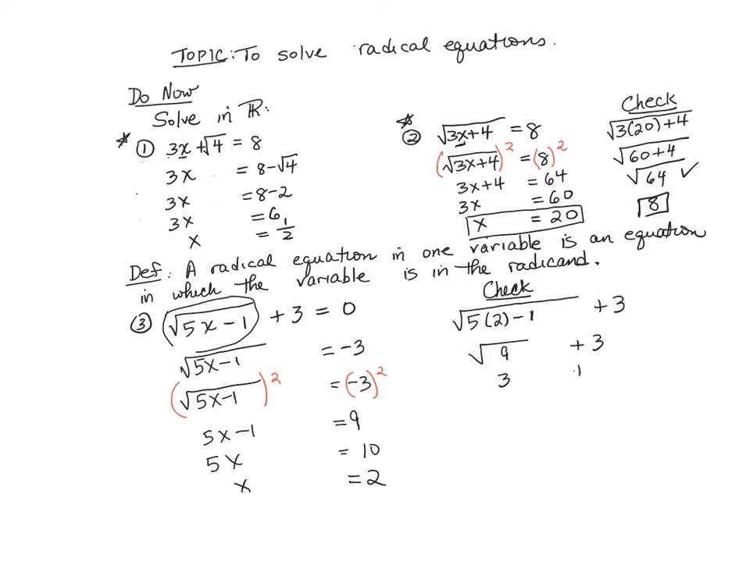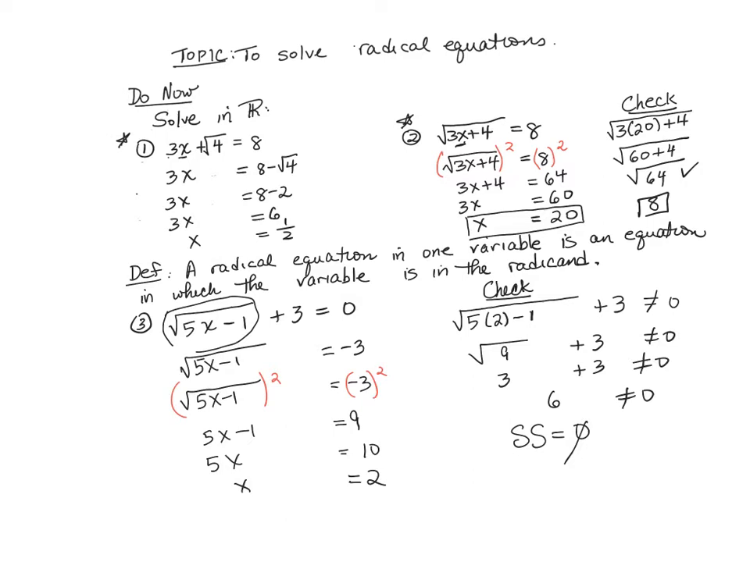That's 3 plus 3. And remember, the square root of 9 is just 3. And that's 6. This is not equal to 0. So this does not check. And the solution set here is empty. The empty set. Now let's see what happened. Why didn't this check?